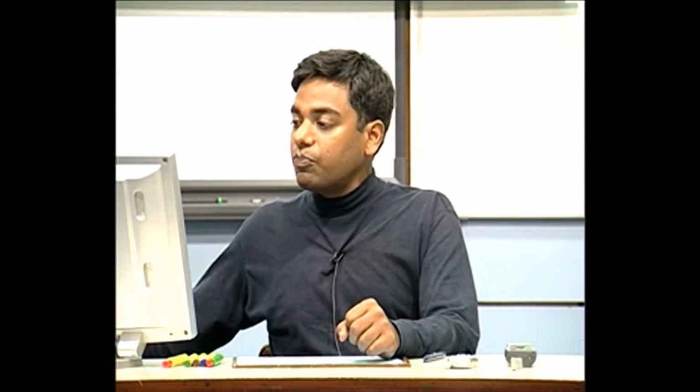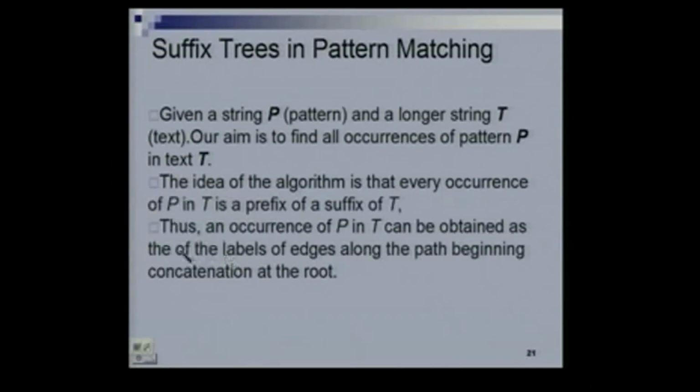Okay. So an occurrence of P can be obtained as a concatenation of the labels of the edges along the path beginning at the root. So we can come down the tree, and the concatenation of the labels will give us the pattern.